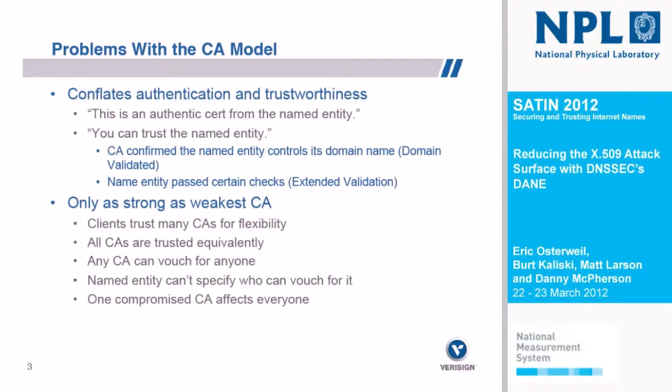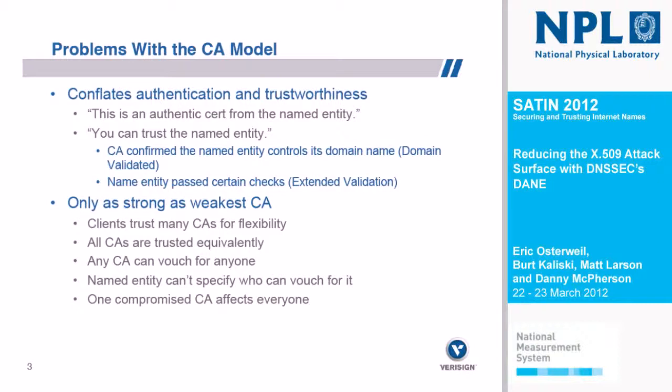Well, there are some problems with that. One is that it conflates authentication with trustworthiness. From an authentication standpoint, what I mean is the assertion that this is an authentic cert: this named entity in the cert has this public key. That's just authentication. But what we've seen in the CA model is they go beyond that, and they also make some statements about the trustworthiness of the named entity. And there are different levels of this.